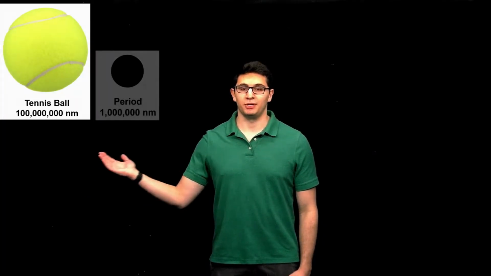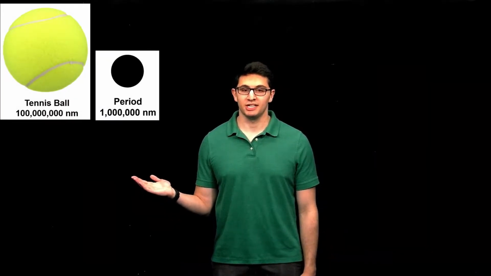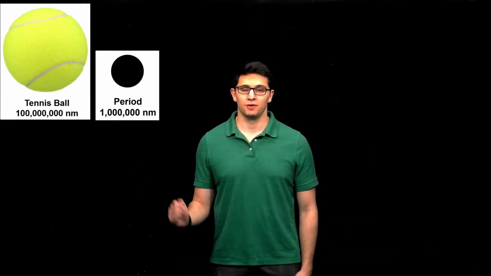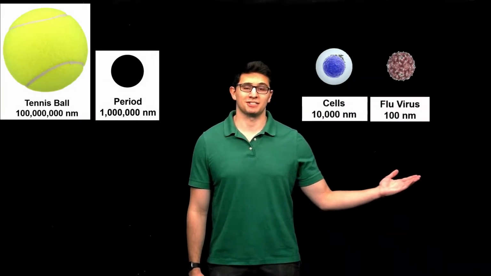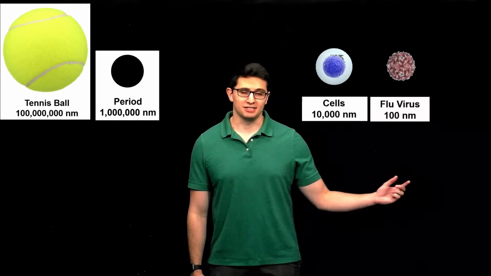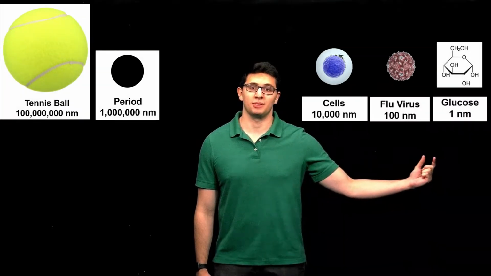Nanoparticles are defined as a material that has at least one dimension between 1 and 100 nanometers, or 1/1000th of a meter in size. To give you an idea of that scale, a tennis ball is 100 million nanometers in diameter. A period in Times New Roman 12-point font is 1 million nanometers in diameter. Human cells are 10,000 nanometers in diameter, a typical virus is 100 nanometers in diameter, and a simple glucose molecule is 1 nanometer in length.